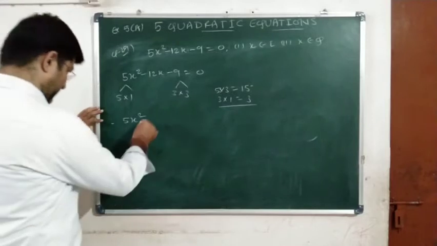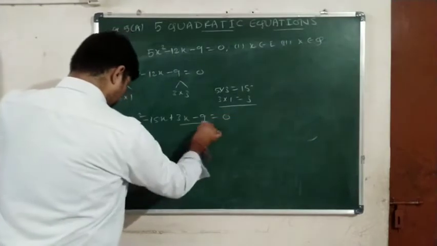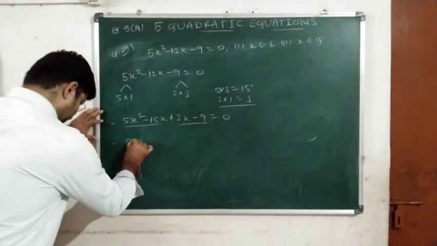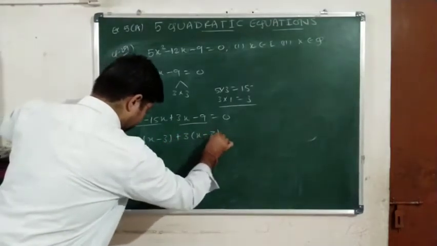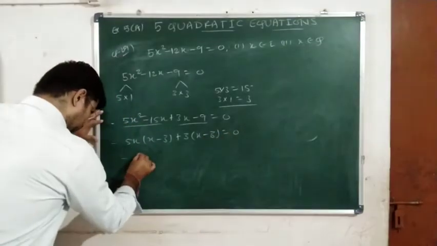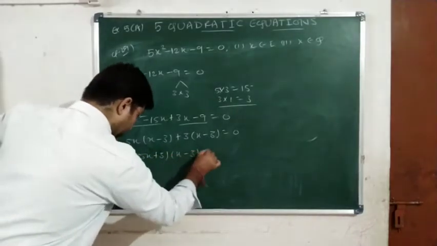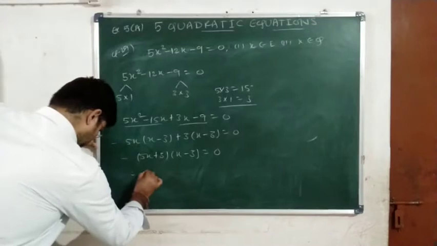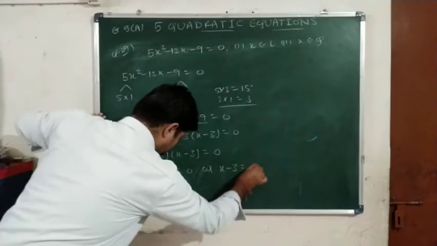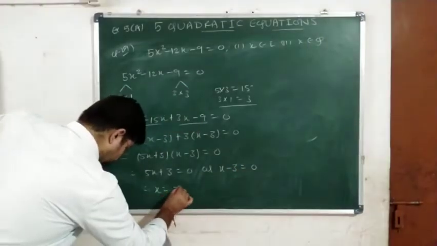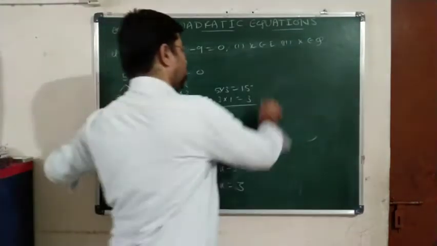Okay, so 5x square minus 15x plus 3x minus 9. Now we will take 5x common: x minus 3, plus 3 you can take common. Now the x minus 3 bracket is common. So what is left? 5x plus 3 into x minus 3. Therefore 5x plus 3 is equal to 0, or x minus 3 is equal to 0. x is equal to minus 3 upon 5, or x is equal to 3.